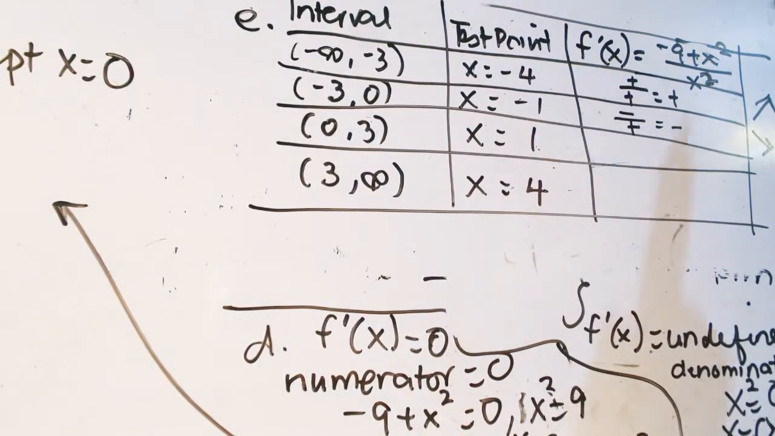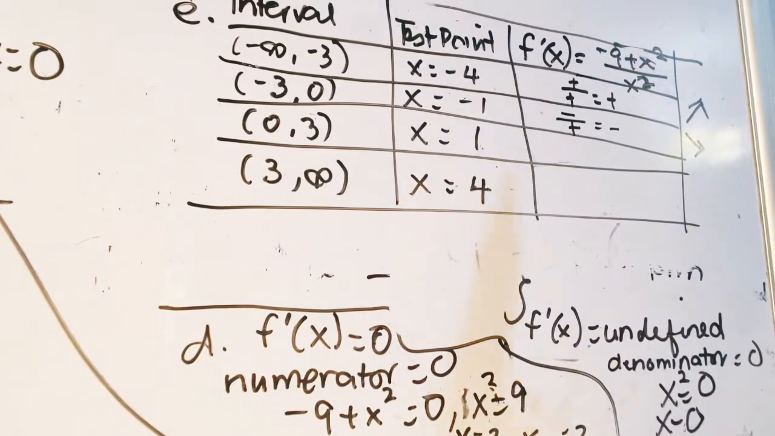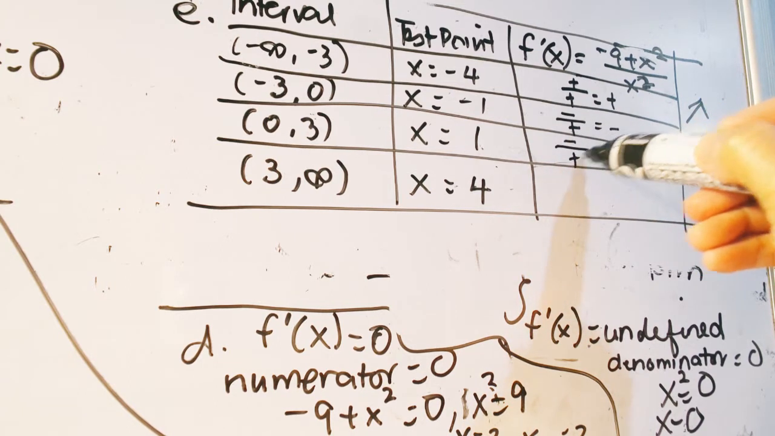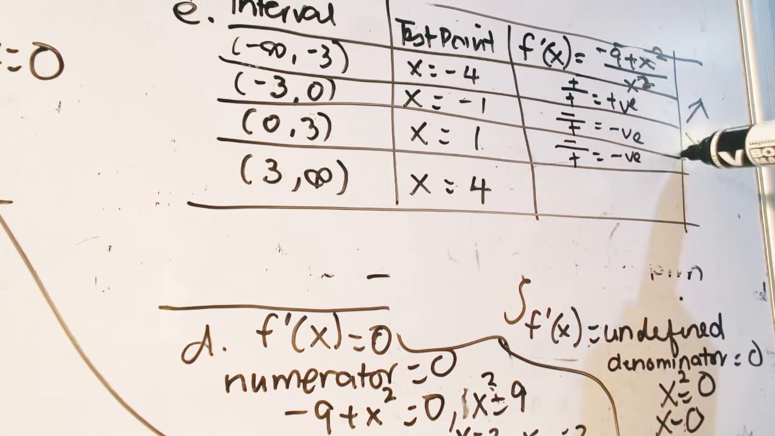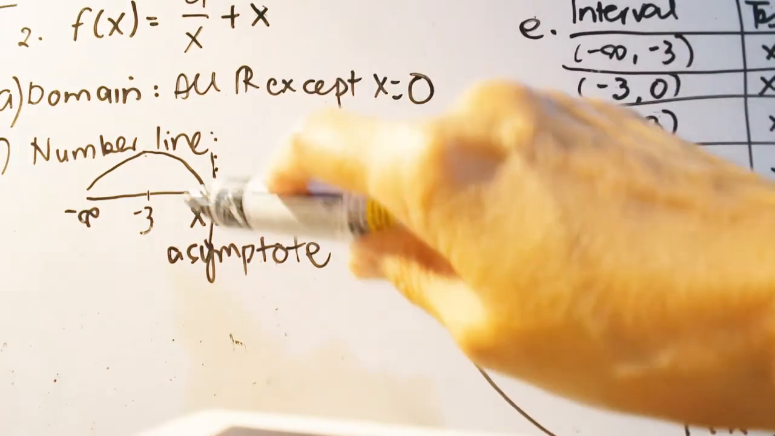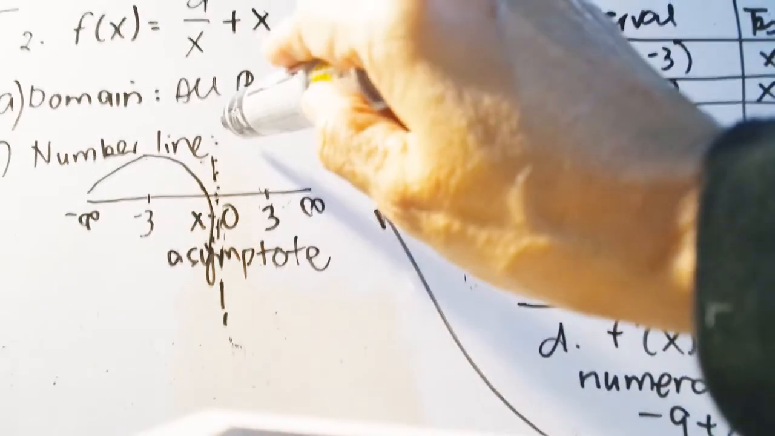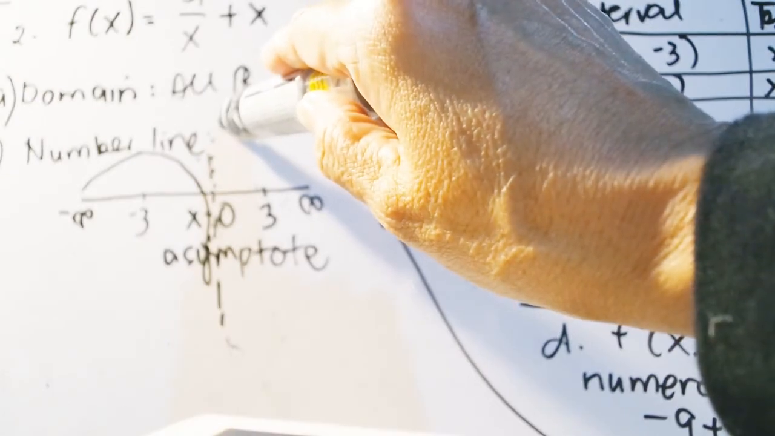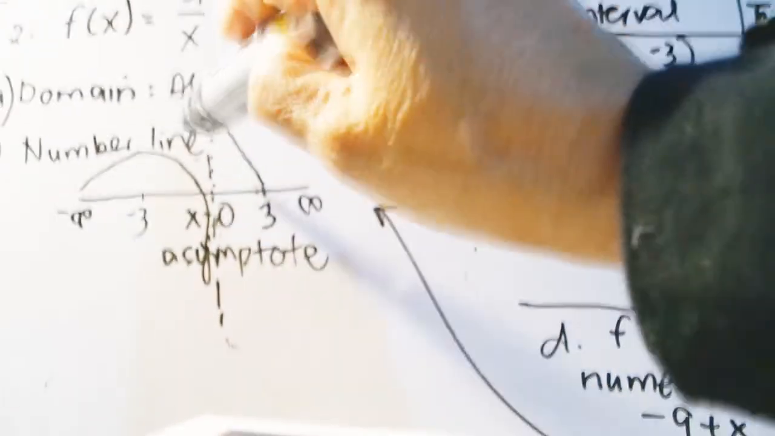Take one test point, x equals 1. So minus 1 plus 1 is minus 8. It's a negative sign over positive. Negative means the function is going down from 0 to 3. So we cannot connect this line with the line from here to here because there is an asymptote here. An asymptote means that the function cannot cross. So we just draw a line from 0 to 3 that goes down, like that. Okay.